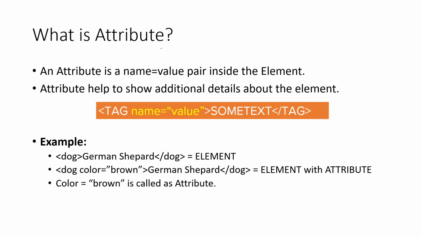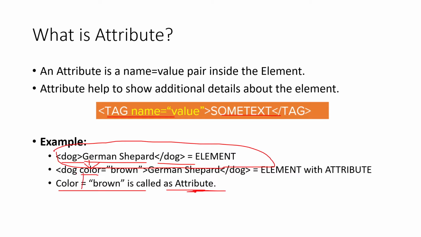Next is the attribute. It is a name and value inside the element, and it shows how to add additional details about the tag. So, for example, you have this tag name, and then the value, then some text, and then the closing tag. Okay. So, for example, you have a dog. This is the element, the whole of this. Then you have the tag here, the dog, and the dog. So, you have German Shepherd right here. Okay, so if you're going to add description to your tags, you just simply put dog color is equal to brown, and then we will know that the color is brown. It is the attribute of the said tag right here. Okay, malinaw ba?